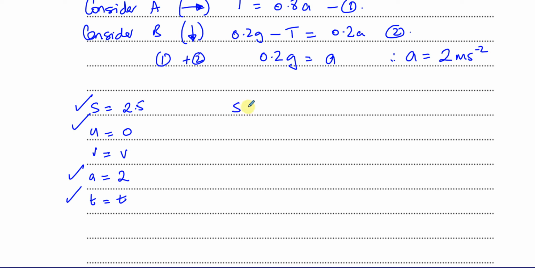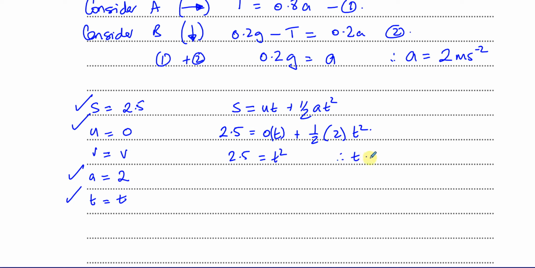So if we look at equations, we have S equals UT plus a half AT squared. We're going to find T, and we know all the other things here. So S is 2.5, U is 0, so 0 times T plus a half times 2 times T squared. That becomes 0, so you're left with 2.5 equals T squared, since the half and the 2 cancel out. Therefore, T is equal to the square root of 2.5, and we only care about the positive square root.